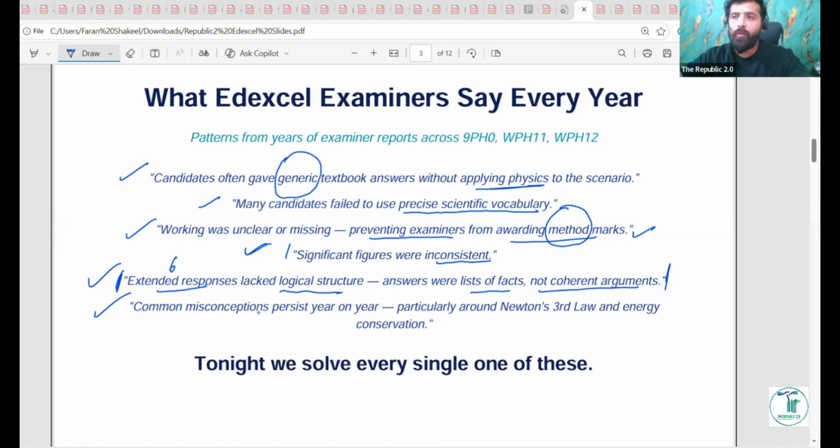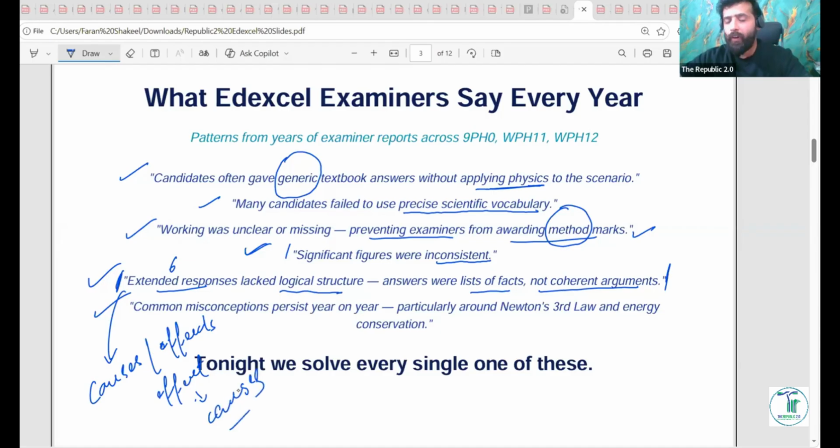For example, many of you, that's the main reason behind the 6 marker failure. There is a question that talks about causes and effects, right? Now, if somebody is writing effects before the causes, would he get the marks? Not really, right? You need to present your answer in a very precise order or logical structure. Your causes must come first, and then you write down the effects of that.